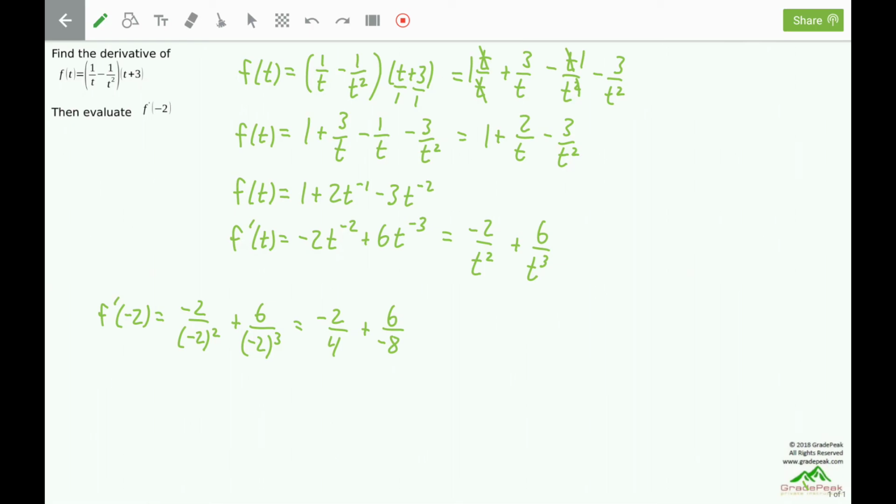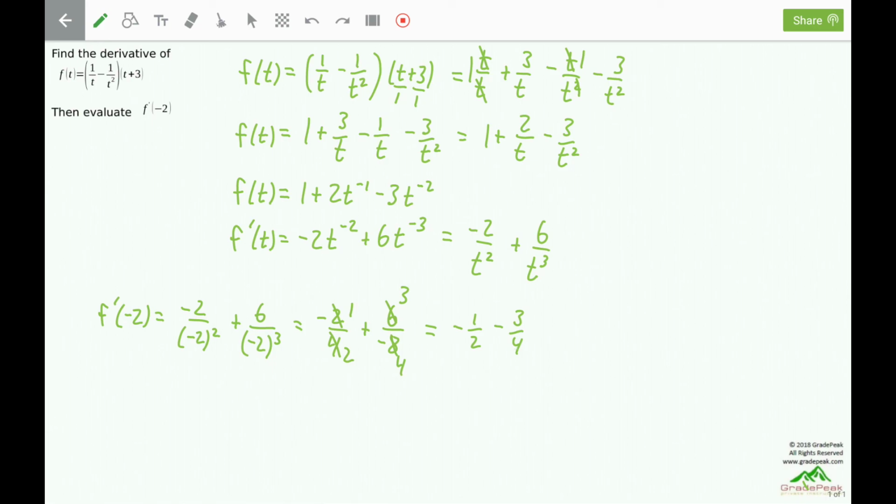Now we can cancel the first fraction by a factor of 2. Take out the 2 and the 4, making it a 2, leaving us with a 1. And the second fraction, also by a factor of 2: 6 divisible by 2 gives us a 3, 8 divisible by 2 gives us a 4. There's a negative there, so we will have a negative 1/2 and a negative 3/4.